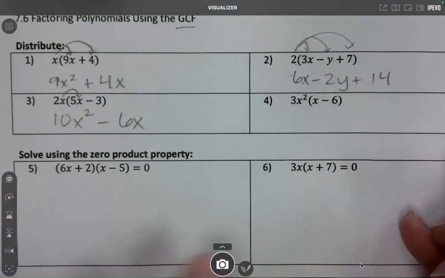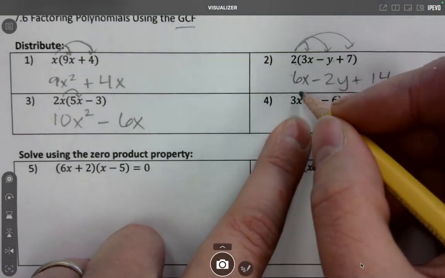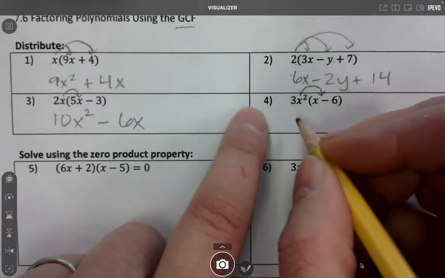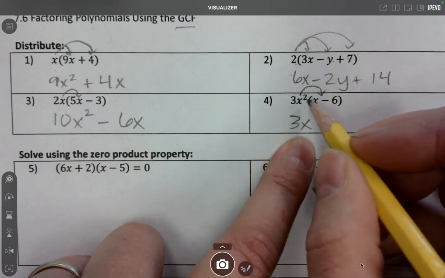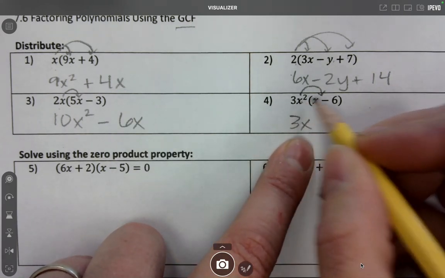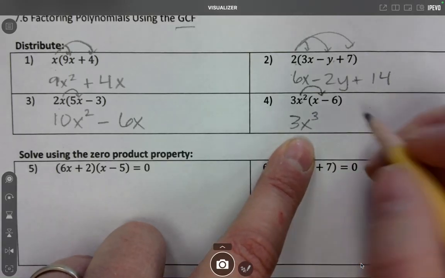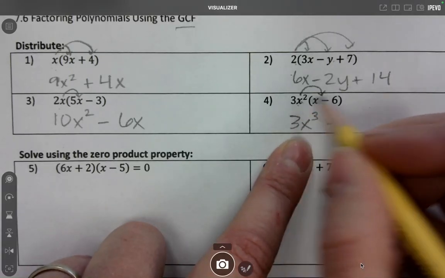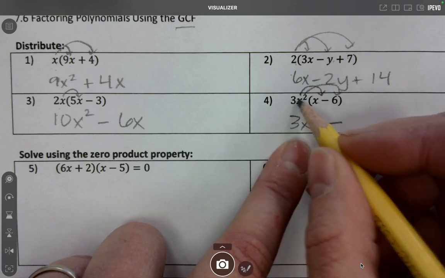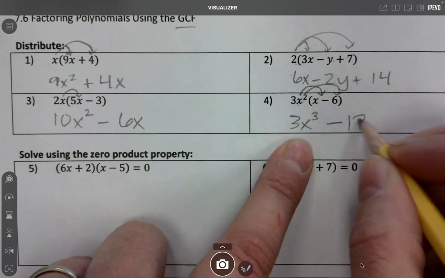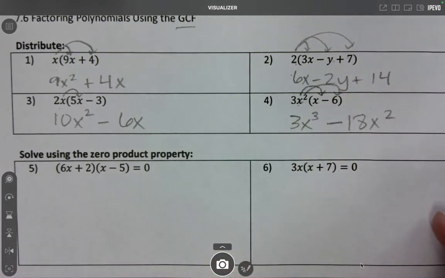For the last problem, we're going to multiply by an x squared. So 3x squared times another factor of x. Now I'm multiplying two factors of x times one more. That's going to be a third power. So 2x cubed minus 3x squared times the 6. 3 times 6 is 18. And so we have 18x squared. So just a little review about distributing.